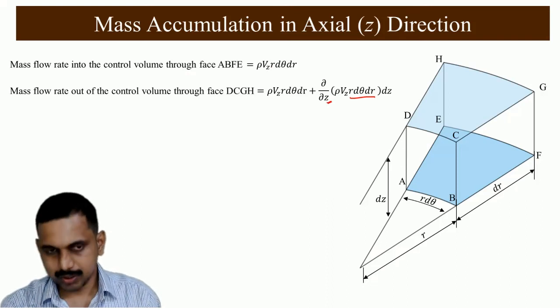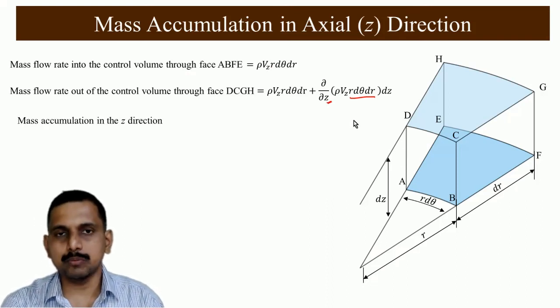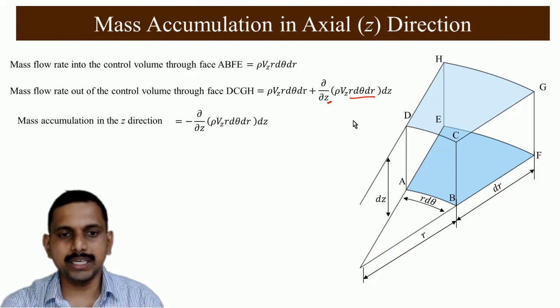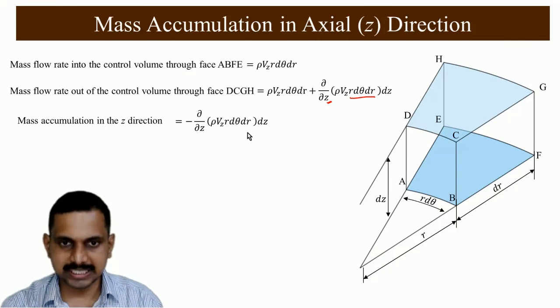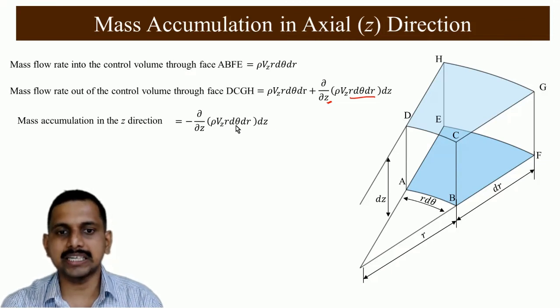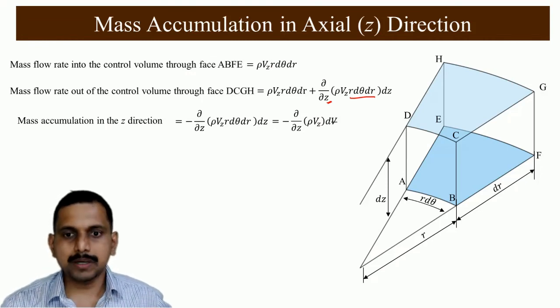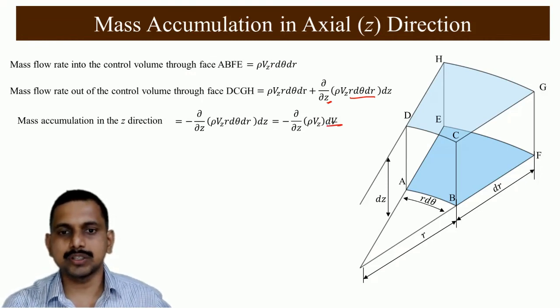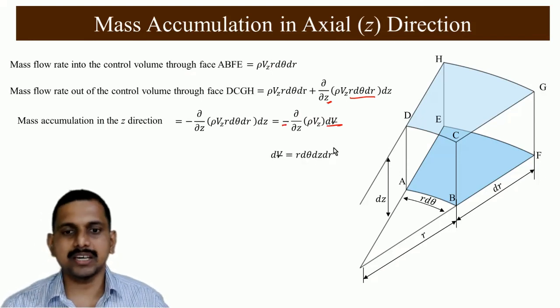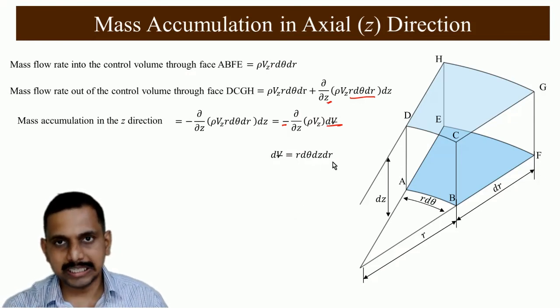Okay, so now the mass accumulation in the z direction is given as minus ∂/∂z of rho Vz r dθ dr into dz. Now as I said, I can take r dθ dr dz as the volume. So the volume comes out here, dV. So this is equal to minus ∂/∂z of rho Vz dV, okay, where dV is equal to r dθ dz dr.